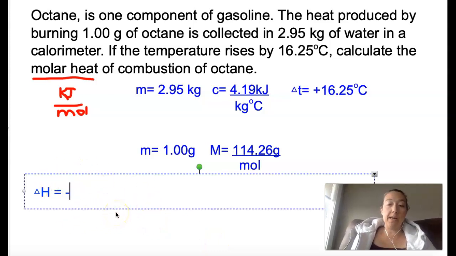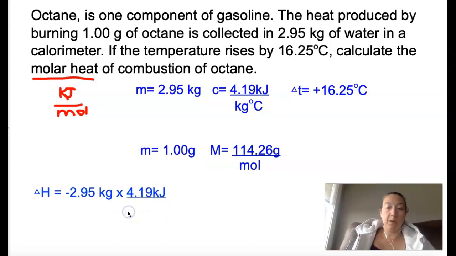And then I'm going to use that MC delta T. So I'm going to do the 2.95 kilograms times about 4.19 kilojoules per kilogram degrees C.